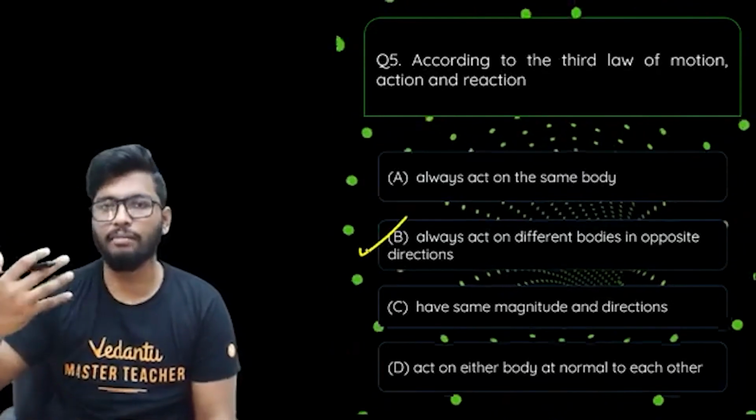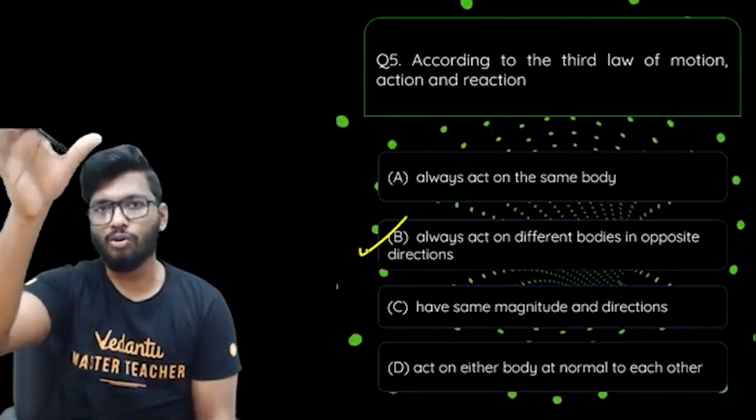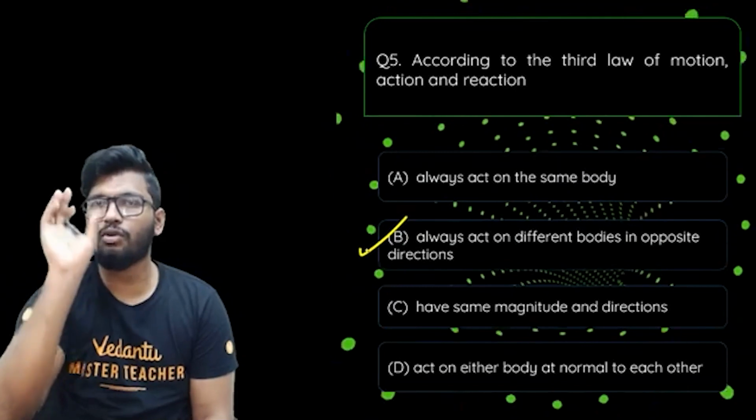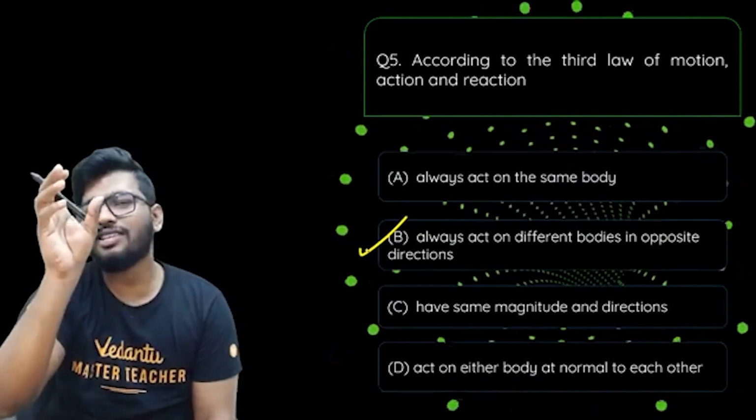Think about it, guys. For example, let's say that you throw a ball onto a wall. The ball will bounce back. So the ball is one object which exerts a force on the wall. The wall in return will exert a force on the ball.